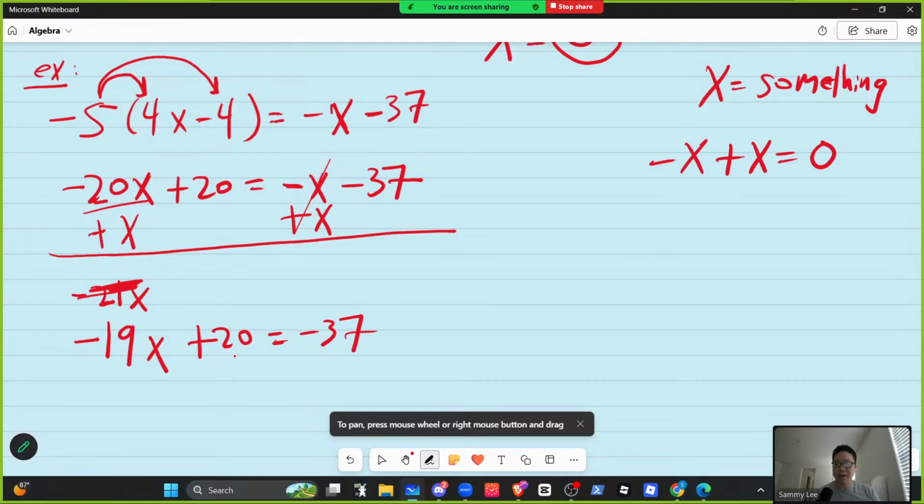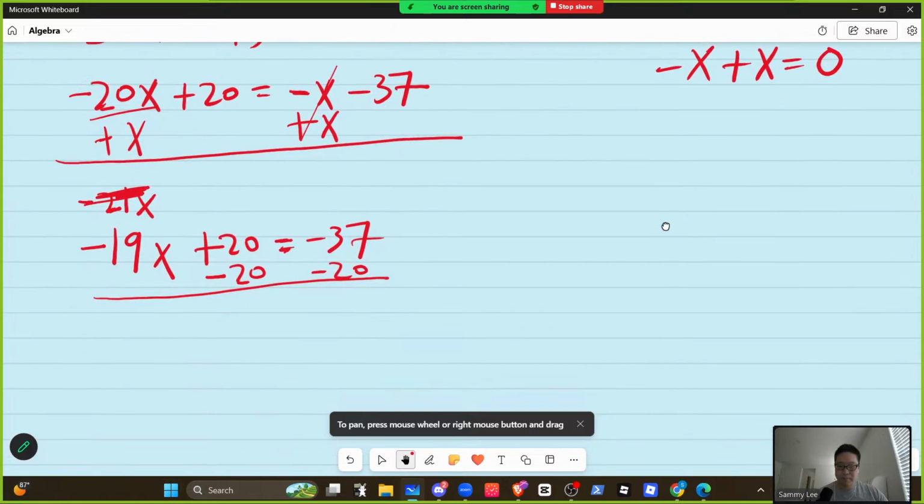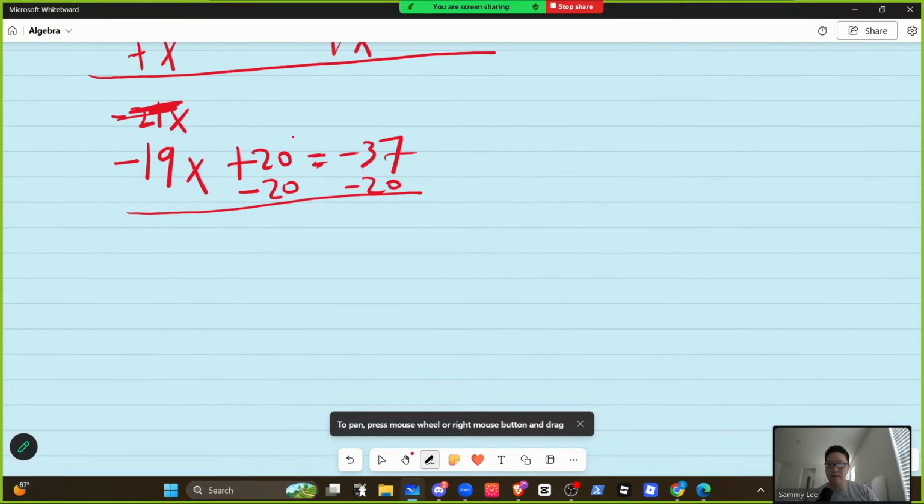And how can I move this positive 20 to the other side to fully isolate x? Subtract 20 on both sides. Yeah. So I can simply subtract 20 on both sides. And when I do that, the positive 20 and negative 20 cancel. So on the left, we have negative 19x. And on the right, we have negative 57.